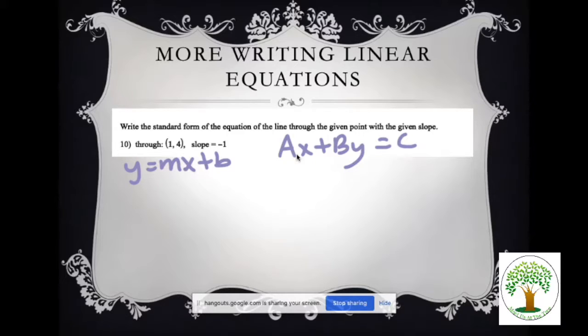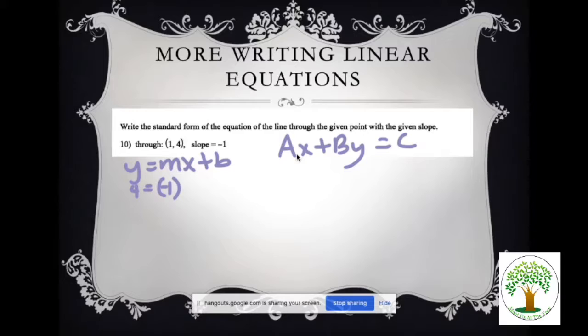Oh, got it. I got x plus y equals 5. How did you do that, Isaac? What did you do with the 1, 4? I put this in the y and I put that in the x. Very good. 4 for y, I mean. And I put this in the m, and the negative 1 for m.